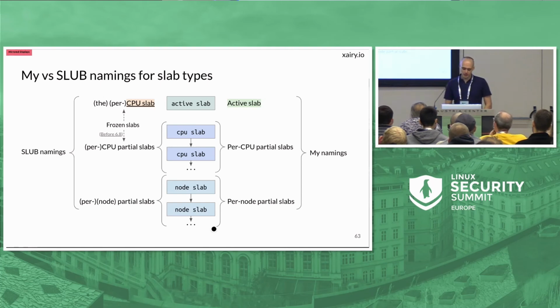And another difference that we have is here. These per node partial slabs, I specifically call them per node, but the Linux kernel source code sometimes omits this per node name and instead just says partial slabs. So if you're reading the source code and you see a reference to partial slab, without specifying whether it's per CPU or per node, it's going to be the per node slab.